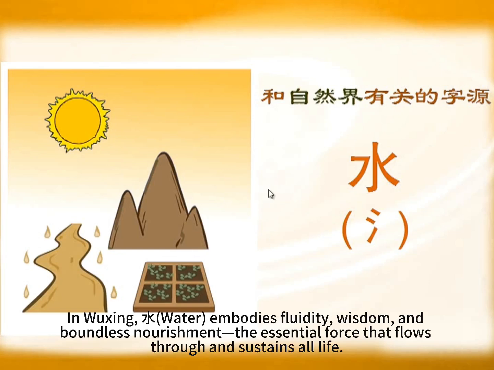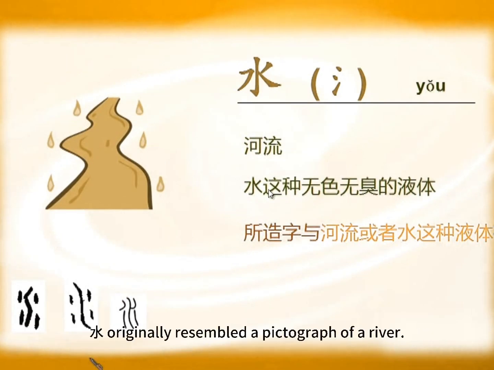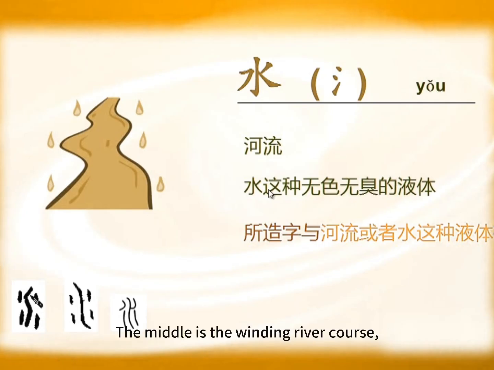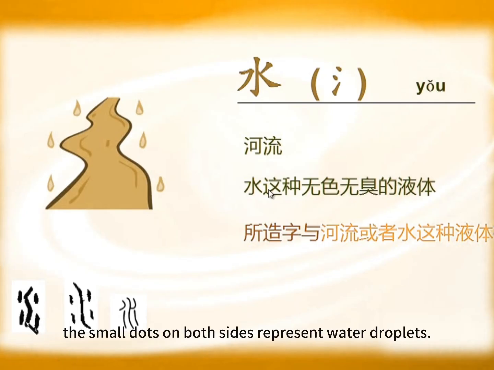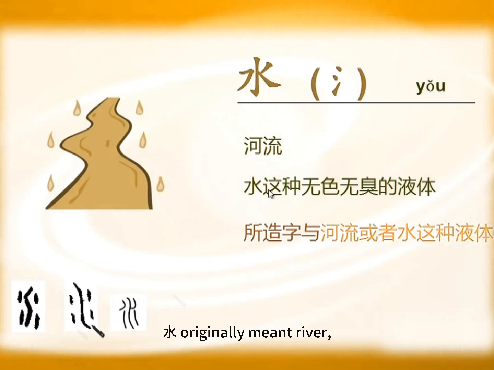In Wuxing, 水, water embodies fluidity, wisdom, and boundless nourishment, the essential force that flows through and sustains all life. 水 originally resembled a pictograph of a river. The middle is the winding river course. The small dots on both sides represent water droplets. 水 originally meant river. Later it referred to water.